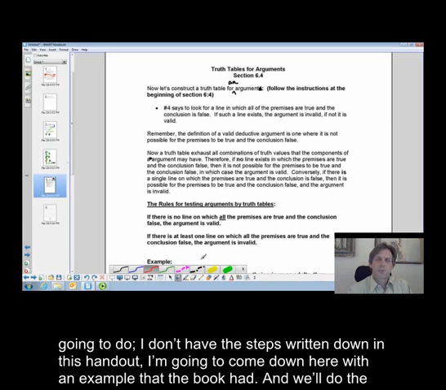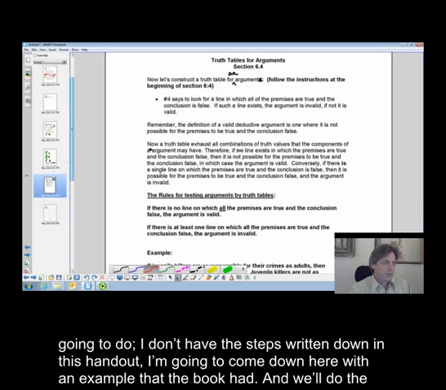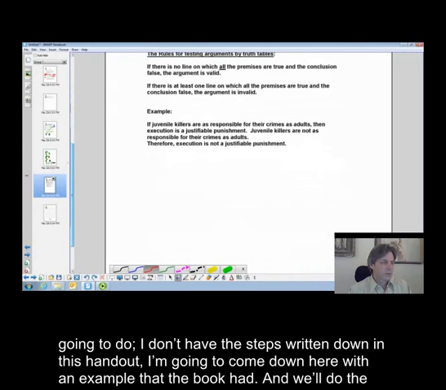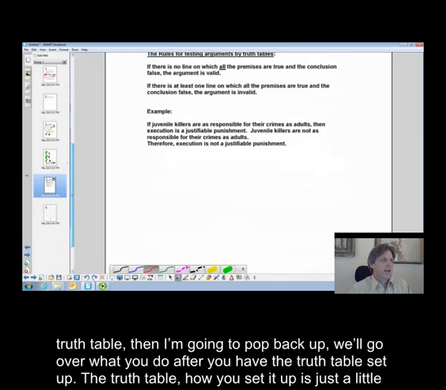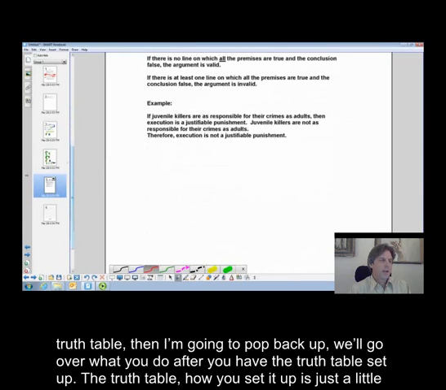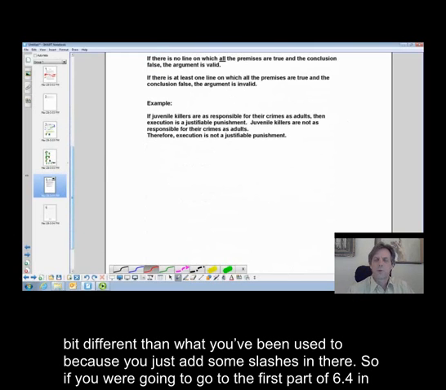So here's what I'm going to do. I don't have the steps written down in this handout. I'm going to come down here with an example that the book had, and we'll do the truth table. Then I'm going to pop back up and we'll go over what you do after you have the truth table set up. How you set up the truth table is just a little bit different than what you've been used to, because you just add some slashes in there, okay?